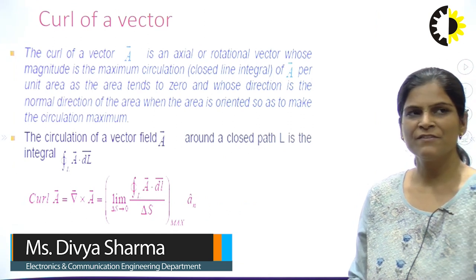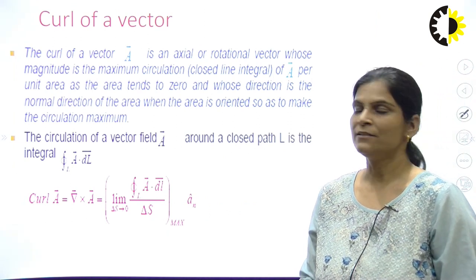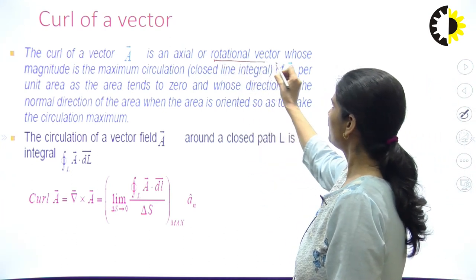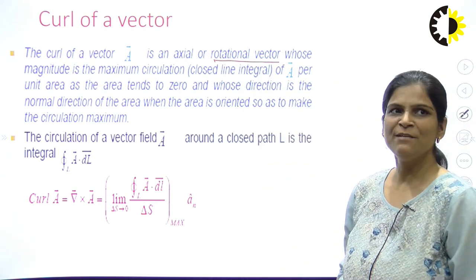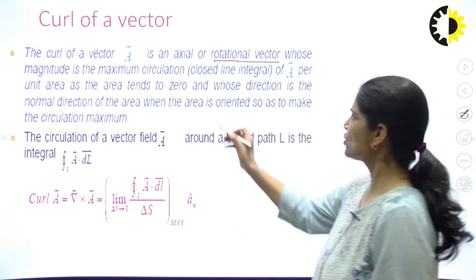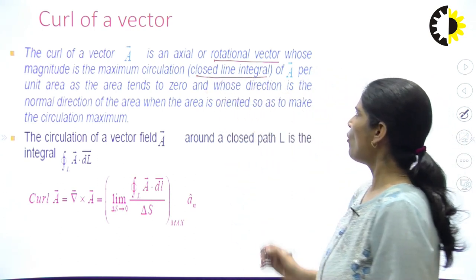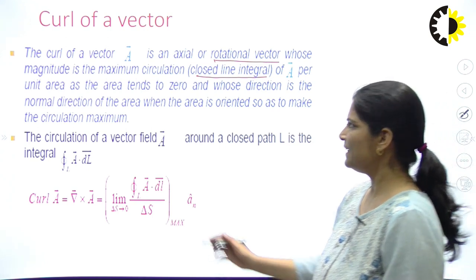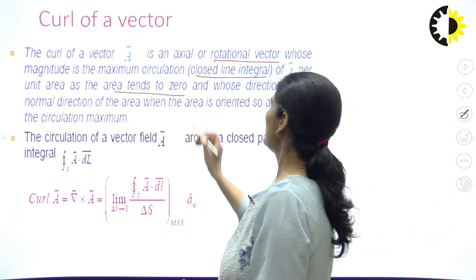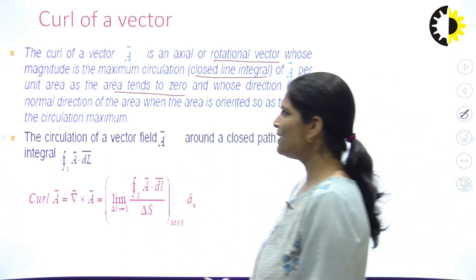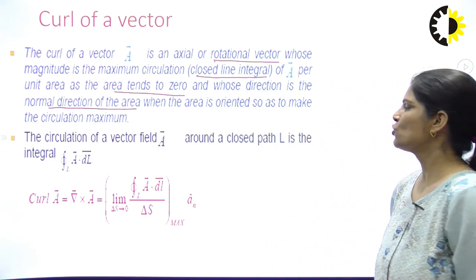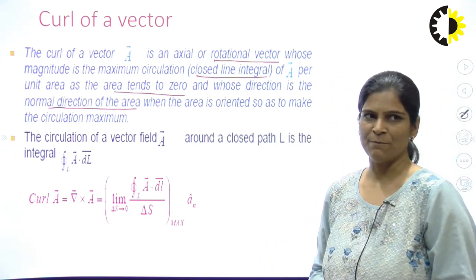So first we will start with the curl of a vector. The curl of a vector is a rotational vector whose magnitude is the maximum circulation, meaning closed line integral, of a vector A per unit area as the area tends to zero, and whose direction is the normal direction of the area when the area is oriented so as to make the circulation maximum.